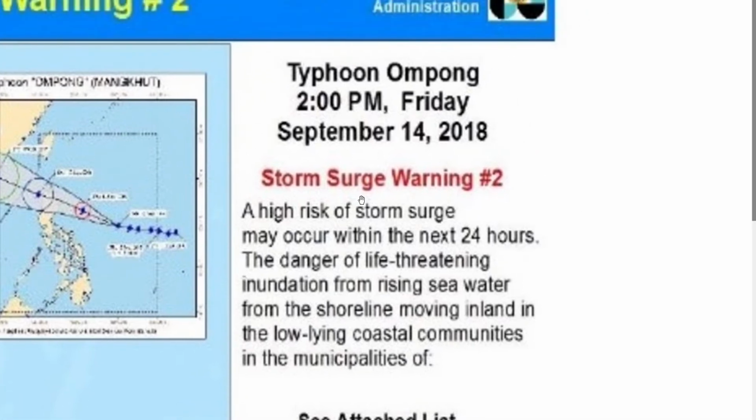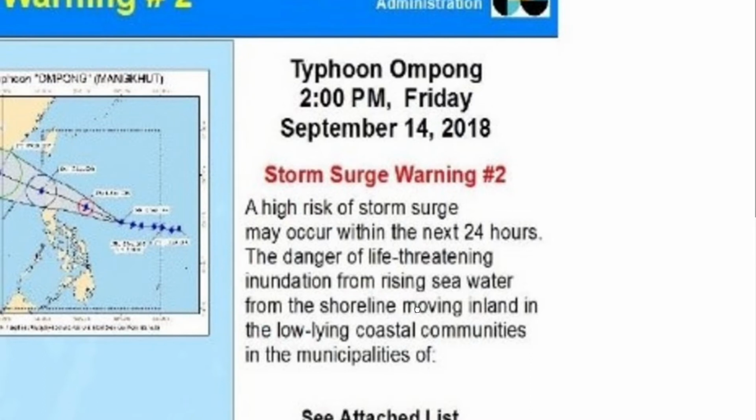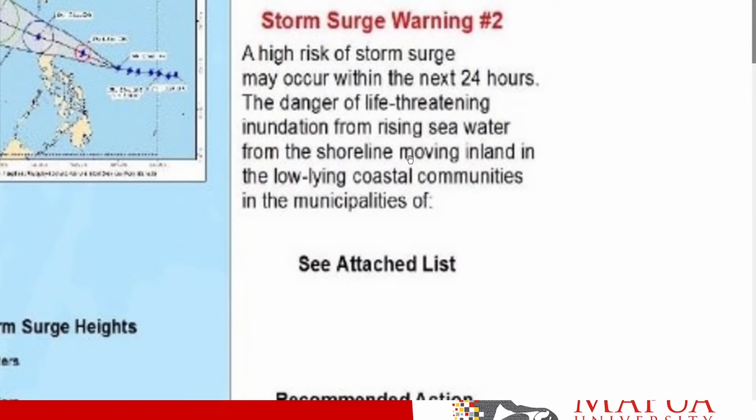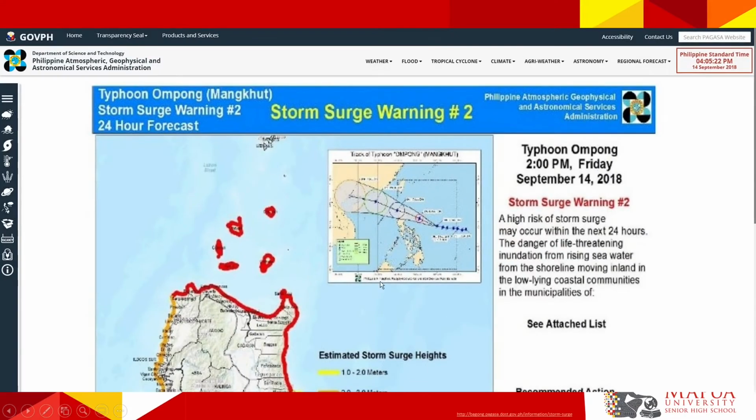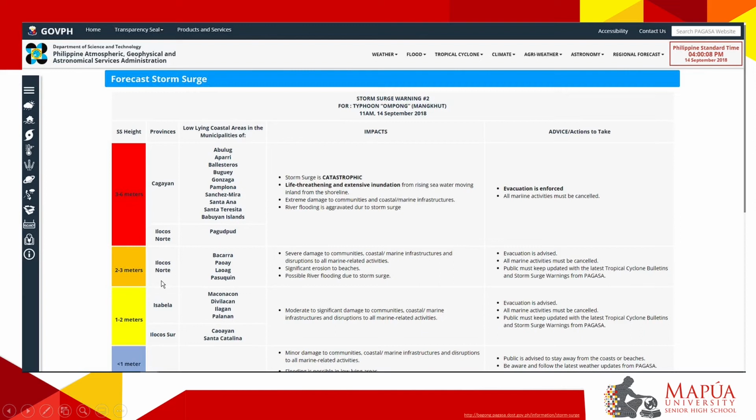At a storm surge warning number 2, there is a high risk of storm surge that may occur within the next 24 hours. The danger of life-threatening inundation from rising seawater from the shoreline moving inland in the low-lying communities in the municipalities of... Here we can see the list. Okay? So the second thing that Pag-asa considers when identifying the impact of a storm surge is the height of the storm surge itself.